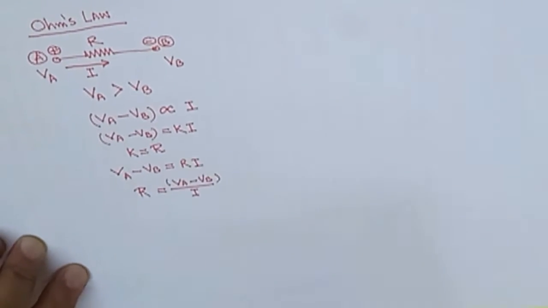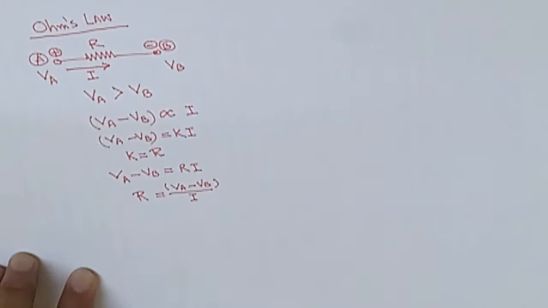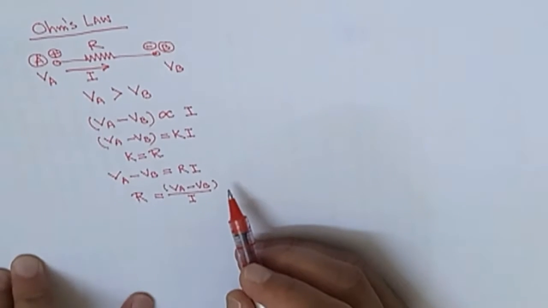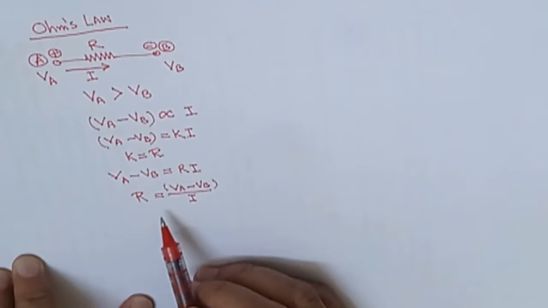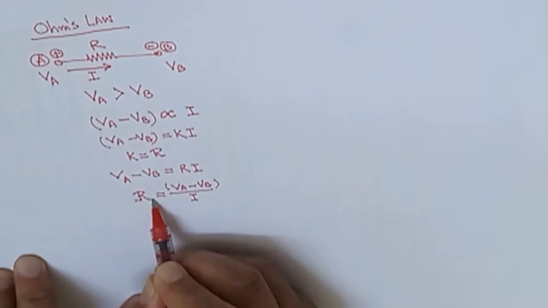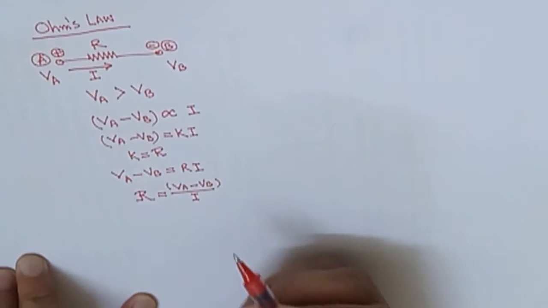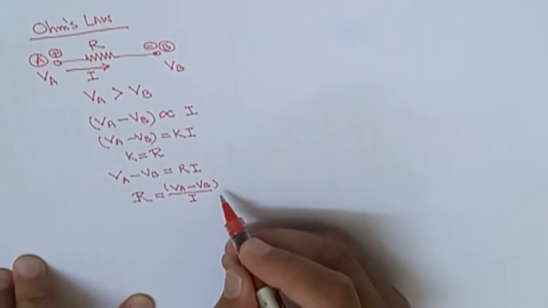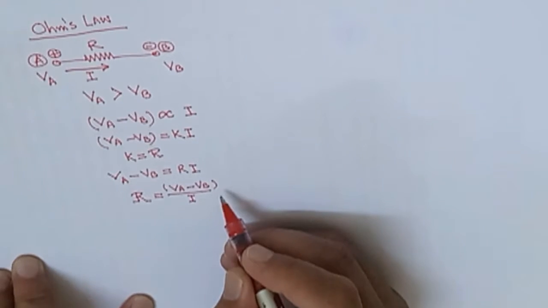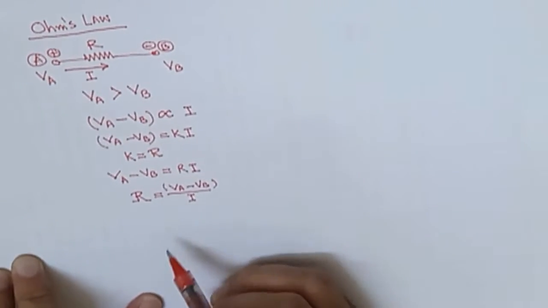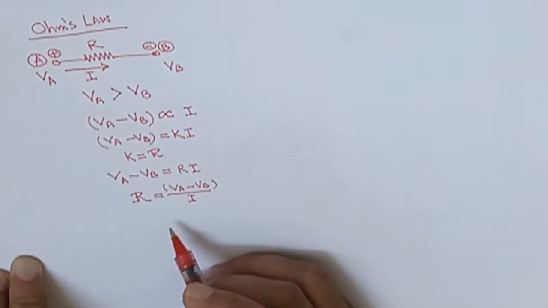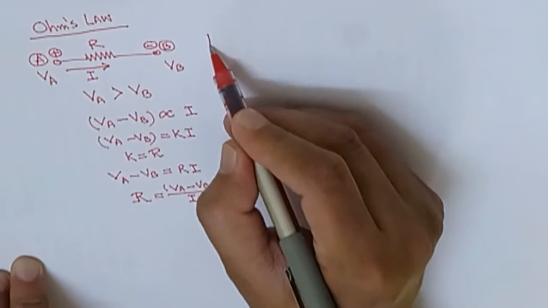So this is the basic formula for Ohm's law, and for Ohm's law, during this measurement, if you do the practical anywhere, the temperature should be constant and the pressure also should be constant. So this is the resistance, and this way you can calculate the resistance. This is all about Ohm's law.